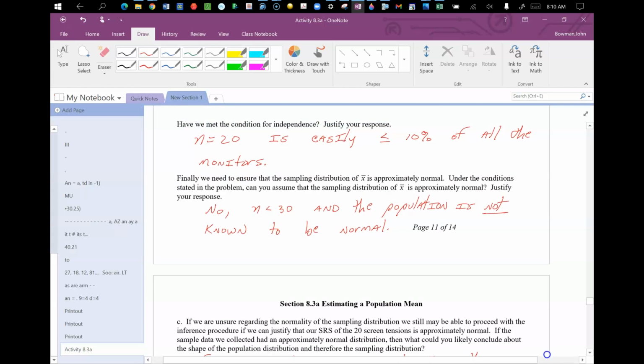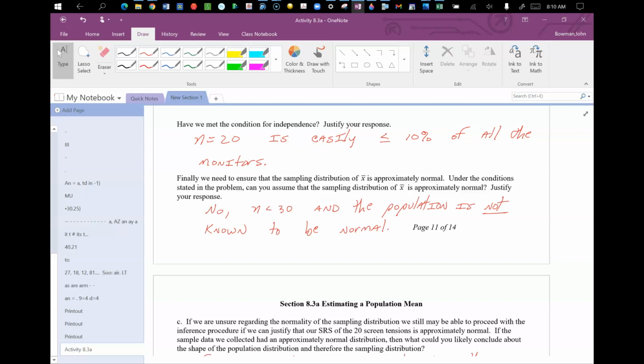So since we're not sure if the population distribution is approximately normal, the next best thing we can do to test that theory is to take a random sample of the population. And if the random sample from the population appears to be approximately normal, then we can assume that the population is approximately normal, and therefore we've met the normality condition for our sampling distribution.